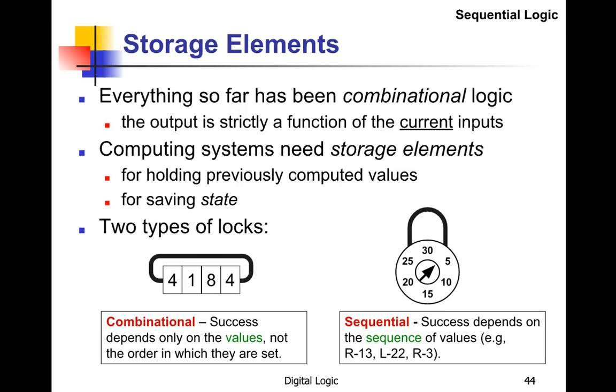Then there's this sequential type, where you have to turn the thing around 2 times past this one and back left past this one and to that one and so on. That's the sequential kind of lock, and it depends on the sequence that the numbers were entered in, and it's much more difficult to pick. It's also an example of a memory storage device.